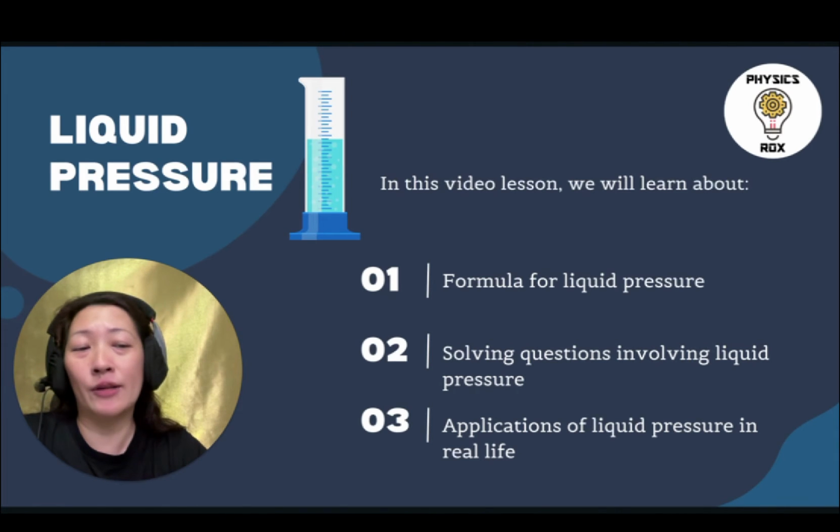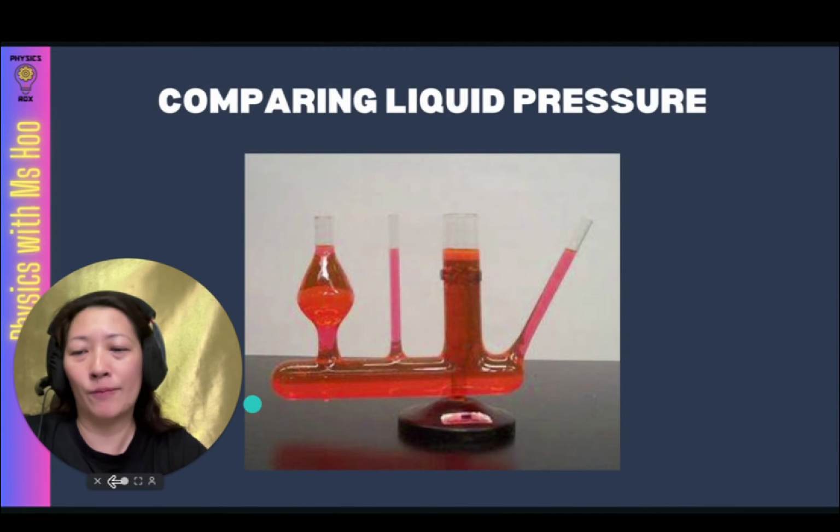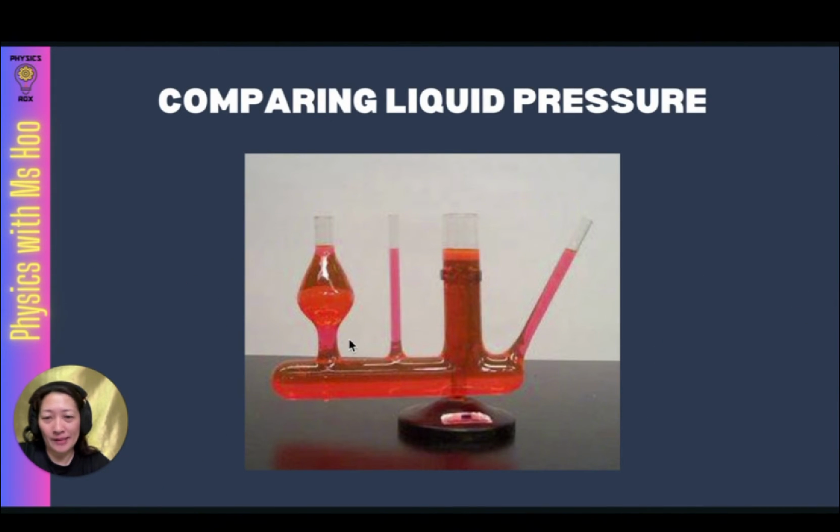Now, before we go into the formula for liquid pressure, first of all, let's have a clearer understanding of liquid pressure. Now, let's look at this glass apparatus. You can see that this entire thing is actually one piece. I don't have this in real life, which is why I'm using other people's pictures. So what we're looking at on this slide here is a picture of a glass apparatus where all of these vertical tubes are connected to the same horizontal tube. You can see this is all actually one piece. So this is one horizontal glass tube with 4 vertical tubes on top with different shapes and sizes.